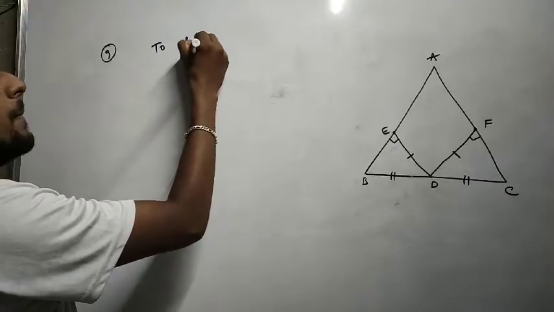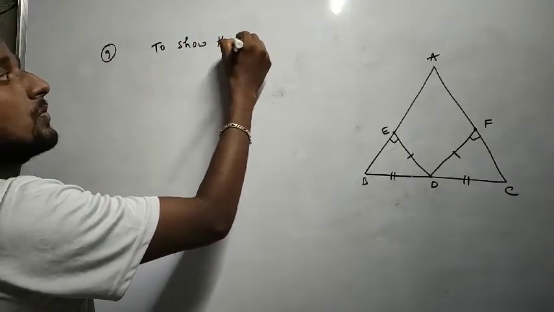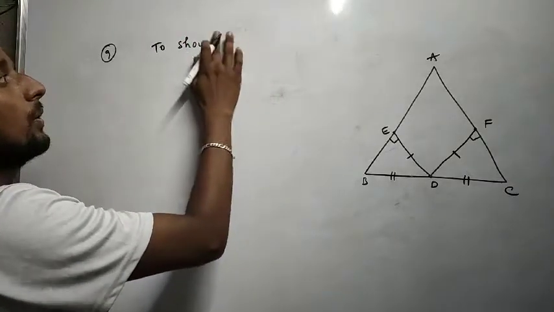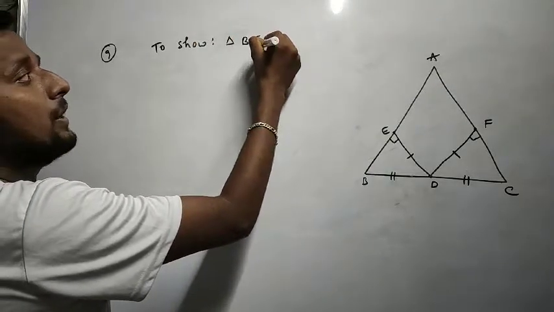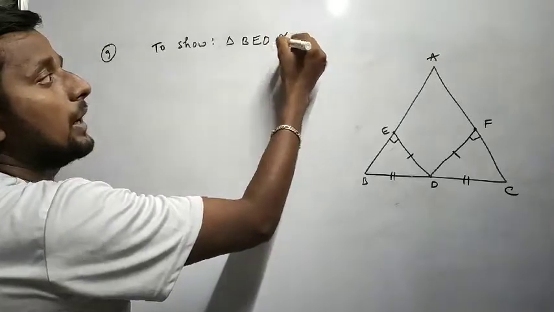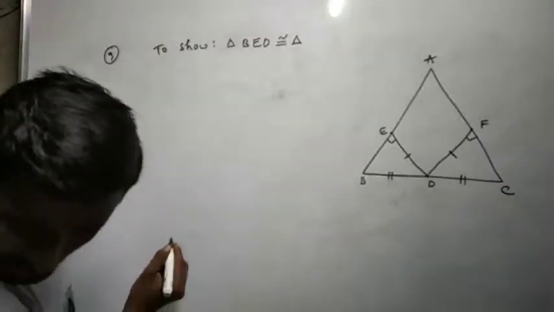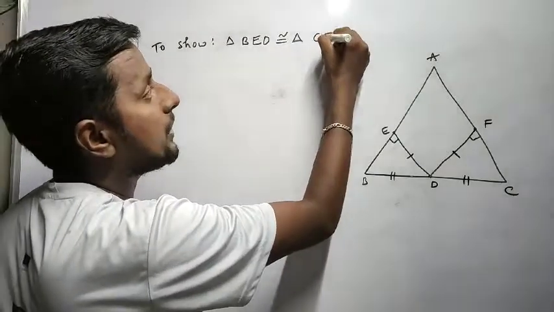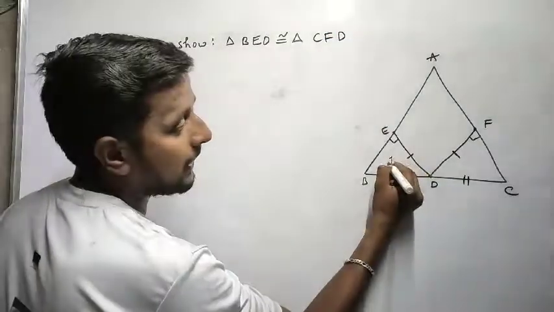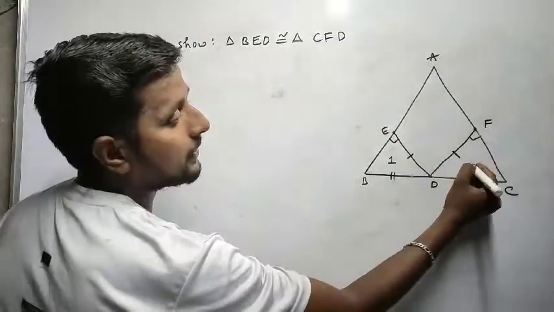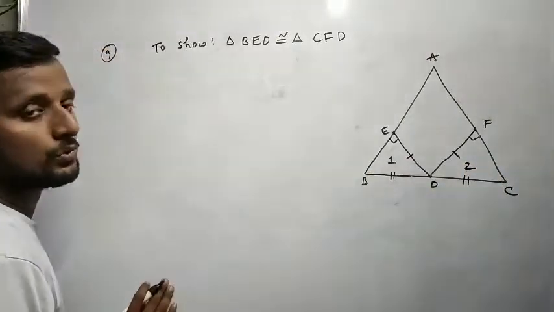To show that triangle BED is congruent to triangle CFD. BED is triangle 1, CFD is triangle 2. Now we have to compare those two.